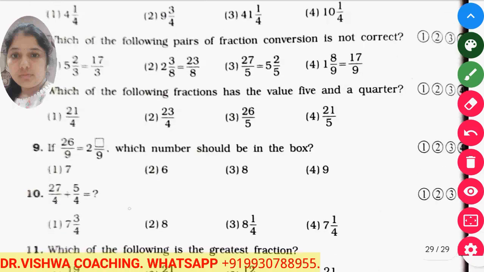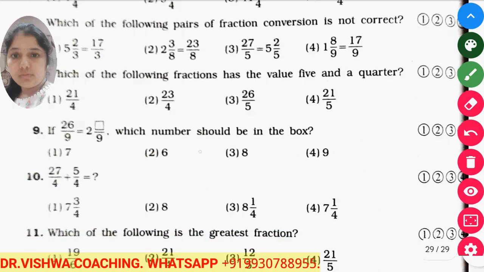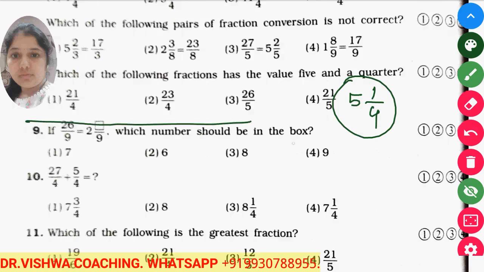Okay. Now 5 and a quarter means 5 1/4. Now you search which fraction shows this kind of mixed fraction and that will be your answer.